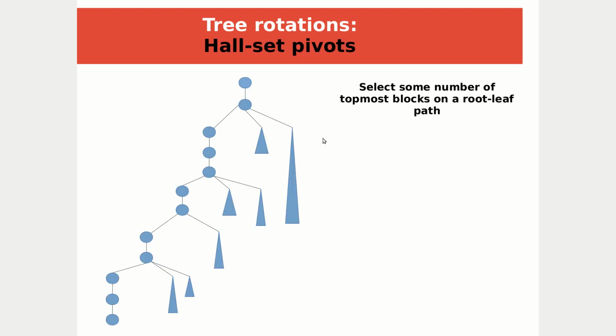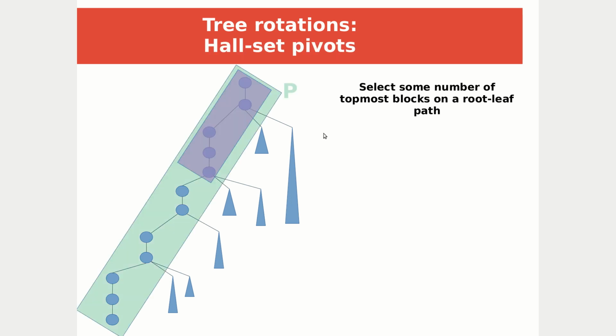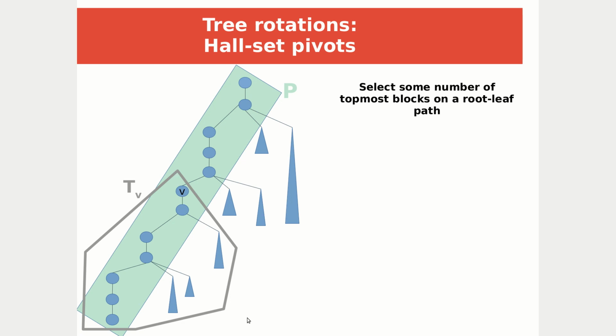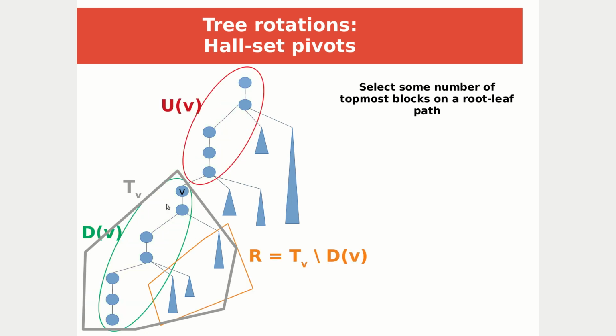The second method based on pivots is the whole set pivot method, and here we again select some number of topmost blocks on a root-leaf path. We have a path, we select the 2 topmost blocks, then we take a tree, T_V, with a root V, that is the topmost node that does not belong to the blocks we considered. We take U(V), all nodes in our 2 considered blocks here, and D(V), the rest of the nodes on the longest path, and the set R is just the set T_V after removing D(V).